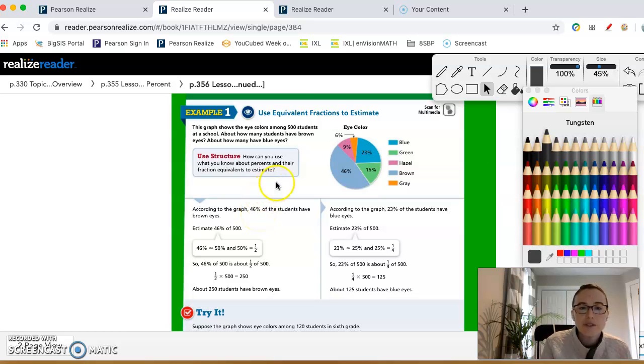So if we have 500 total students and about 50% of them have brown eyes, that means about 250 students have brown eyes. We're going to do the same thing over here. We're looking at blue eyes. According to the graph, 23% of students have blue eyes. Well, what is 23% close to? That's a benchmark percent. It's really close to 25%, which is equivalent to 1/4. So what's half of 250? Well, it's 125. So 1/4 of 500 equals 125. So about 125 students have blue eyes.